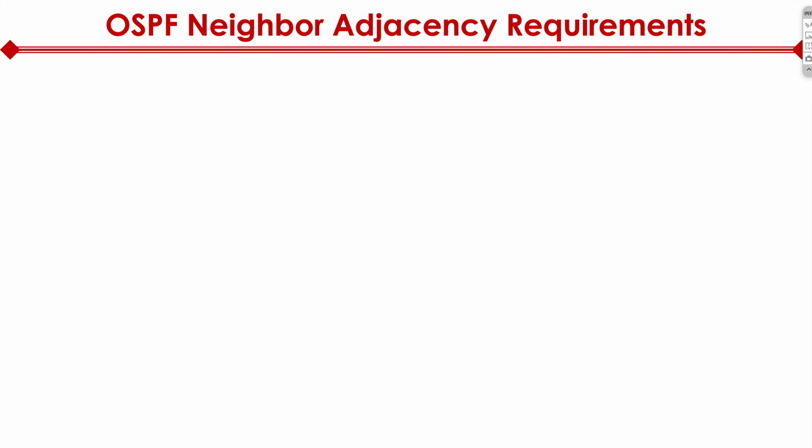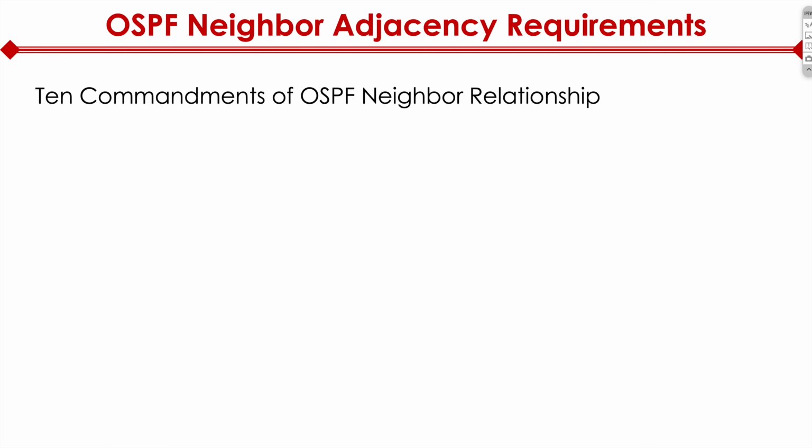Now let's quickly talk about one more item before we get into the CLI, and that is OSPF neighbor adjacency requirements. Here are the 10 commandments of OSPF neighbor relationship. What I mean by that is you must abide by these 10 rules to make sure the neighbor adjacency comes up. First one is interfaces.